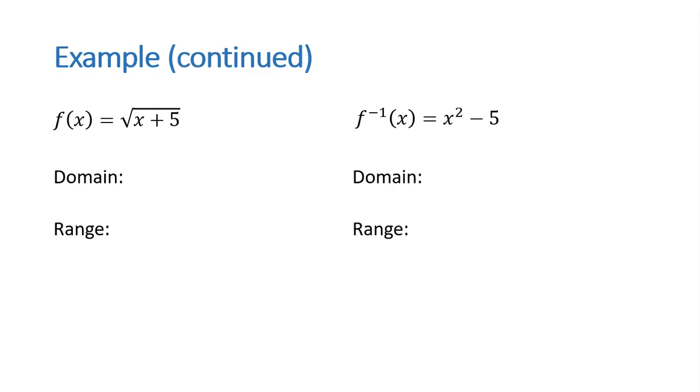So for our original function, we know we have a square root. The square root has to be greater than or equal to 0, so x plus 5 has to be greater than or equal to 0, which means x has to be greater than or equal to negative 5. So our domain is everything from negative 5 to infinity, which means the range of our inverse function is also negative 5 to infinity. And that also corresponds to what we just saw on the graph. The y values go from negative 5 up to positive infinity.